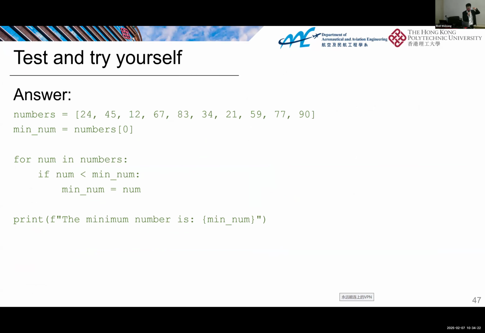So these are the solutions. Given 10 numbers, I use a for loop to find the minimum value. For each iteration in the for loop, I compare the current value with the smallest value so far, and finally I find the smallest number.